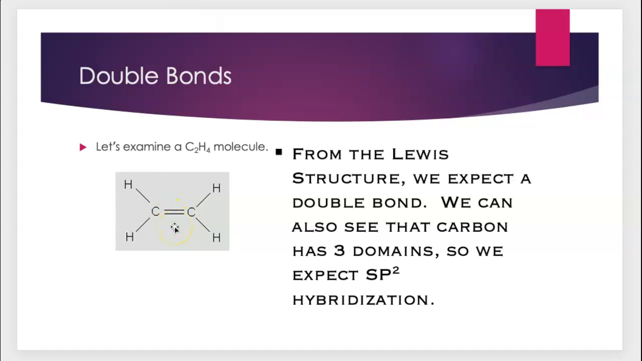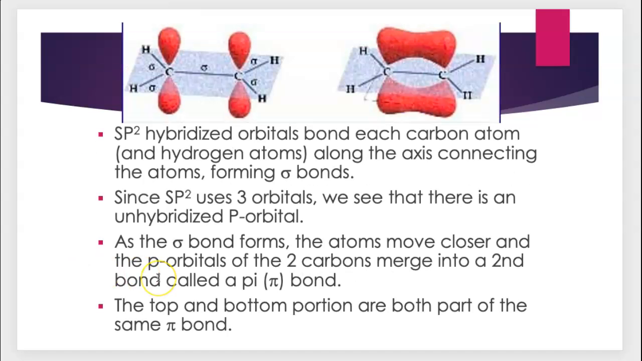And now we have to talk about the fact that when we have double or triple bonds, what's going on there. So the carbon here we see has three hybrids, three domains. And so its hybridization would be sp2. So that means there's an extra p orbital hanging out there. That's where we're going to get this pi bond. Pi is a Greek letter for p, and so they call it a pi bond.